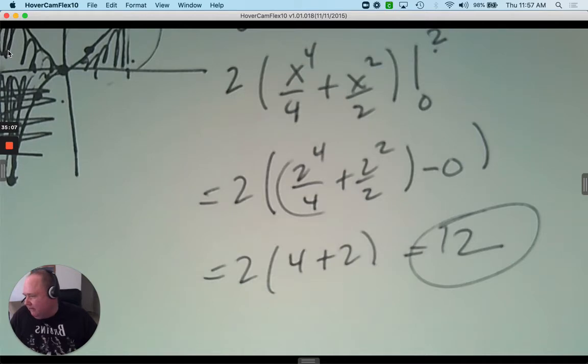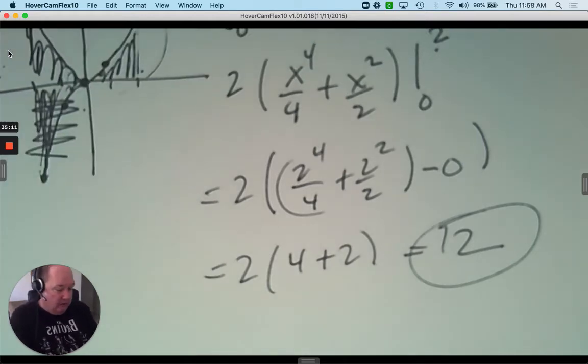I'm just checking in terms of the answer key. It doesn't matter. So the answer is 12 when you double it.